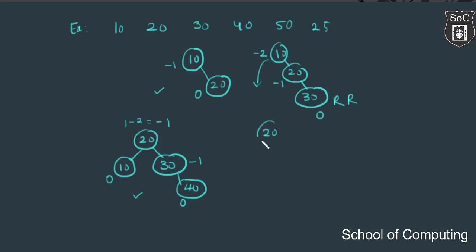Now let me check what will happen when I add 50. 20, 10 is on the left side, 30, there is no imbalance as of now. Now when I add 50, will it create a problem? Let me check.